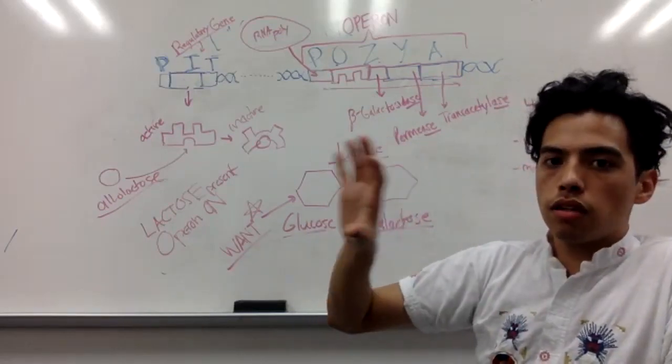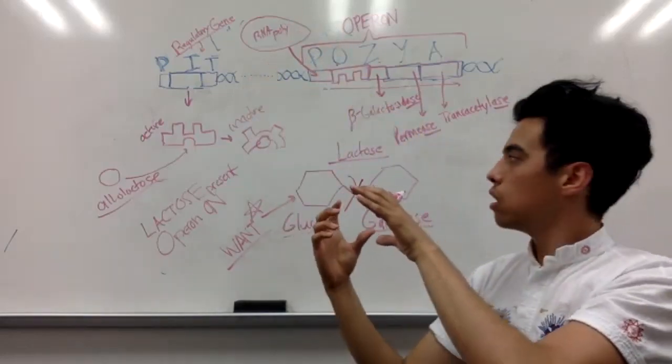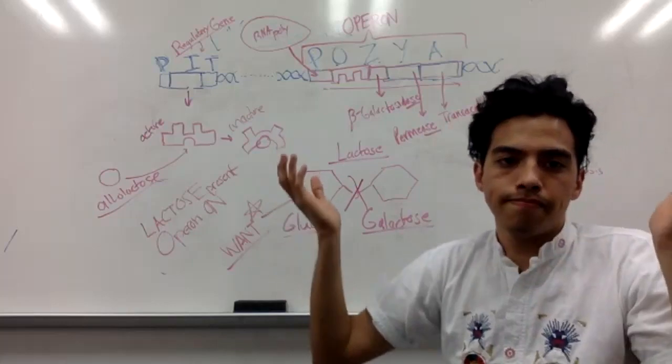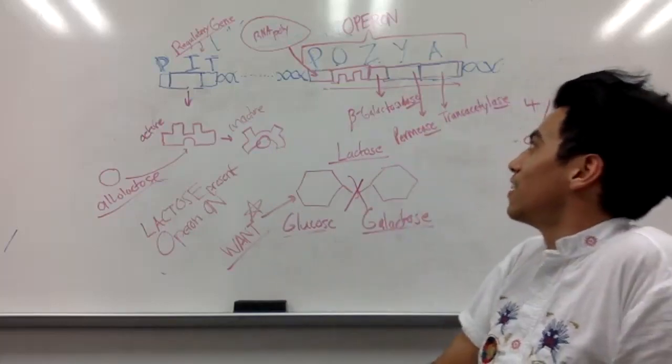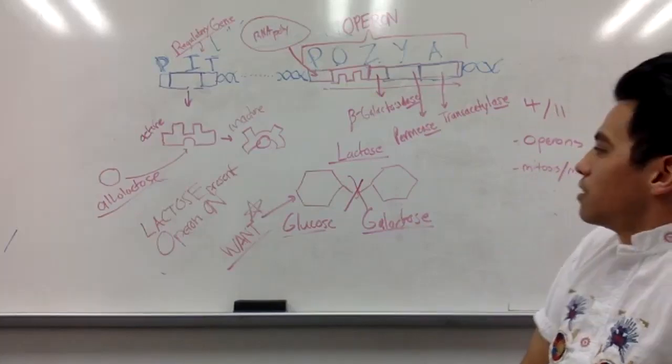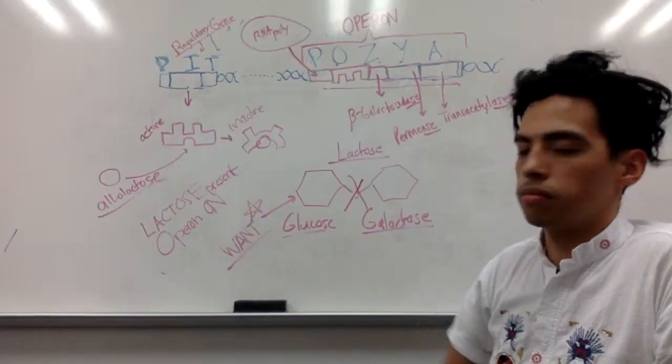Permease is the one that will take this molecule from outside the cell into the cell. And then transacetylase, nobody knows. But if you have any theories, put them in the comments. And yeah, that's the summary. And then most importantly, the operon will be on when lactose is present.